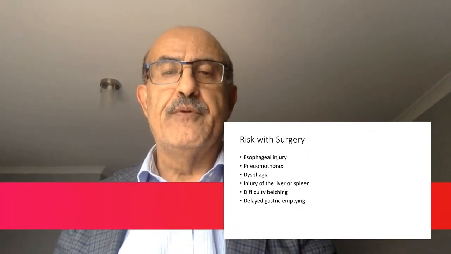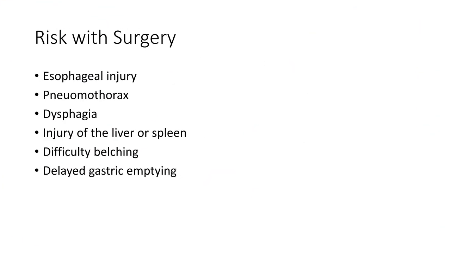Now, surgery is always associated with risk, and before we embark on that, we will have to inform the patient about the possibilities that can complicate surgery. Injury to the esophagus, obviously, that will need repair, and that repair could be laparoscopic, but sometimes you need to convert the operation to open. Pneumothorax, if we breach the pleura.